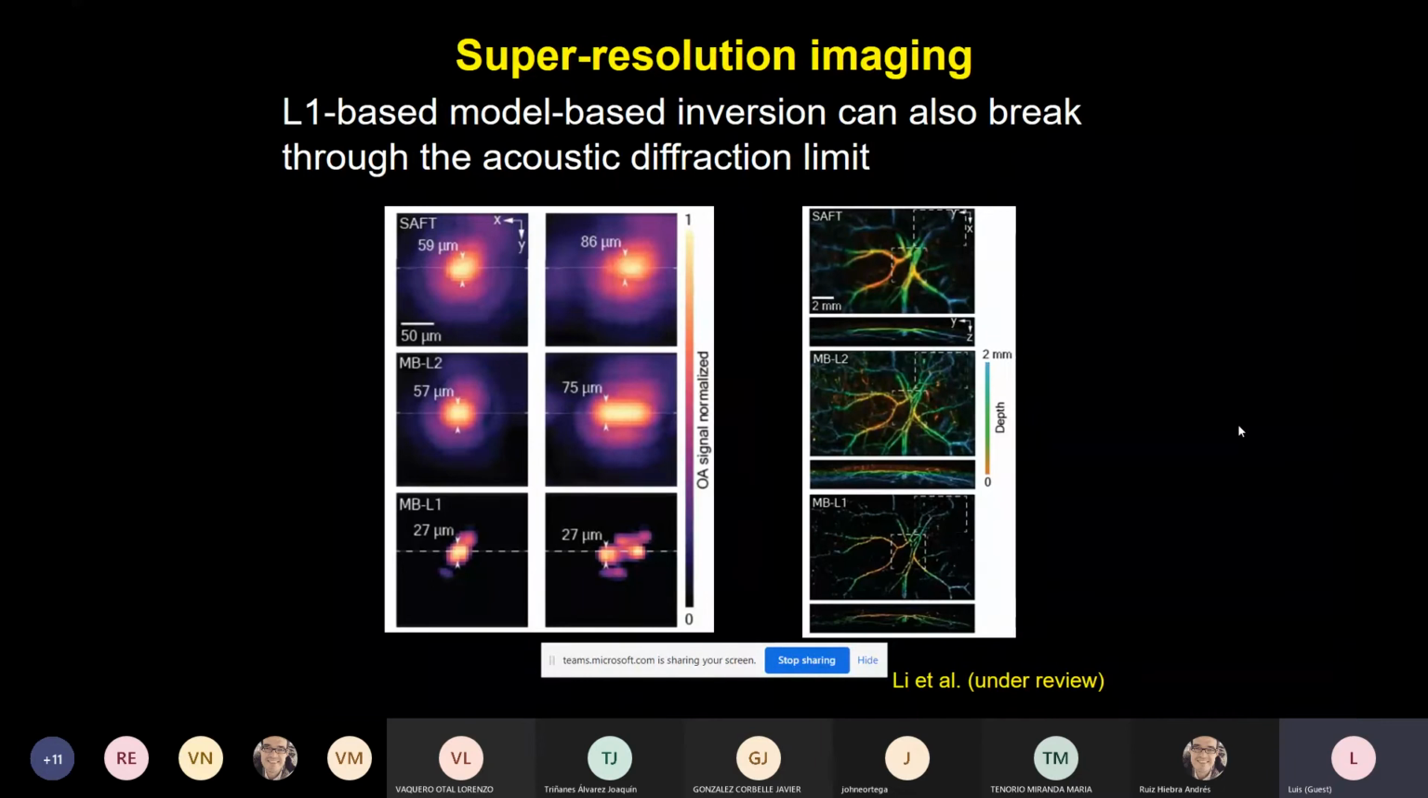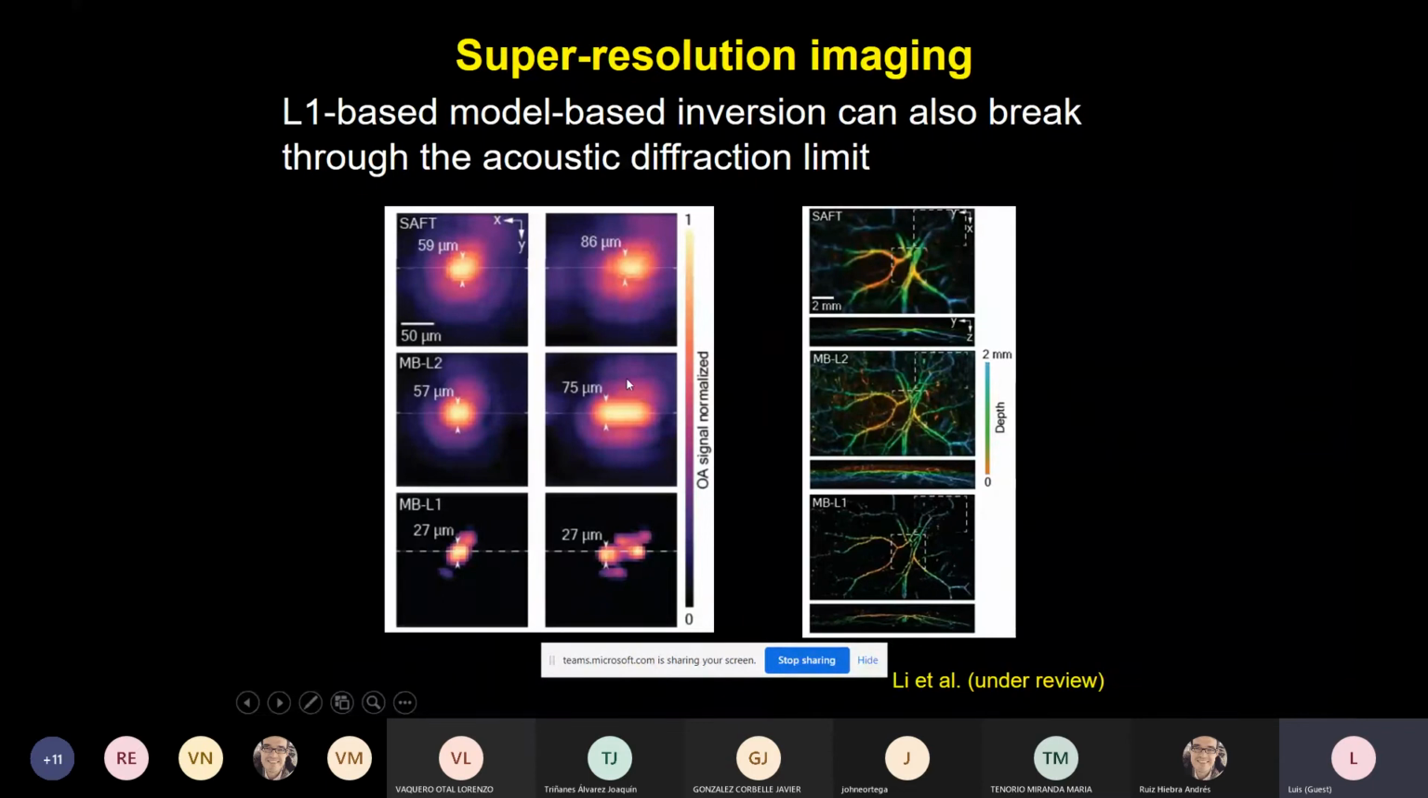Yeah, so we can also do super resolution imaging with some tricks in the reconstruction, particularly when we do some regularization based on the L1 norm. So we have also shown that it's possible to go beyond diffraction like this. So you can see it here.